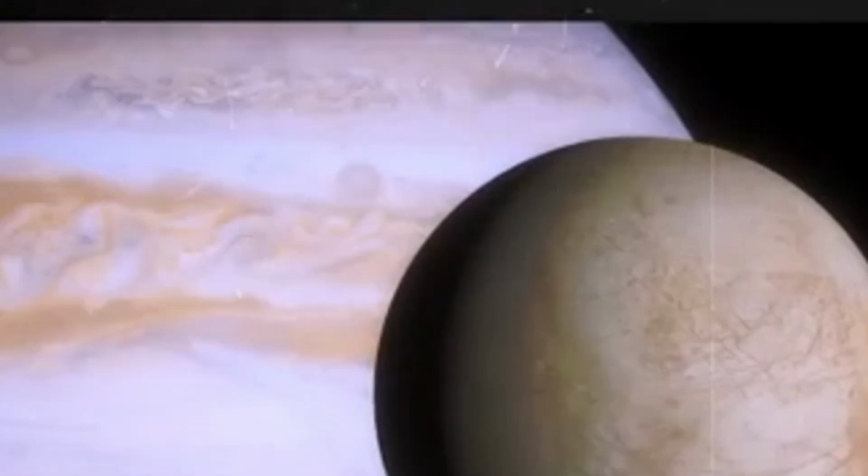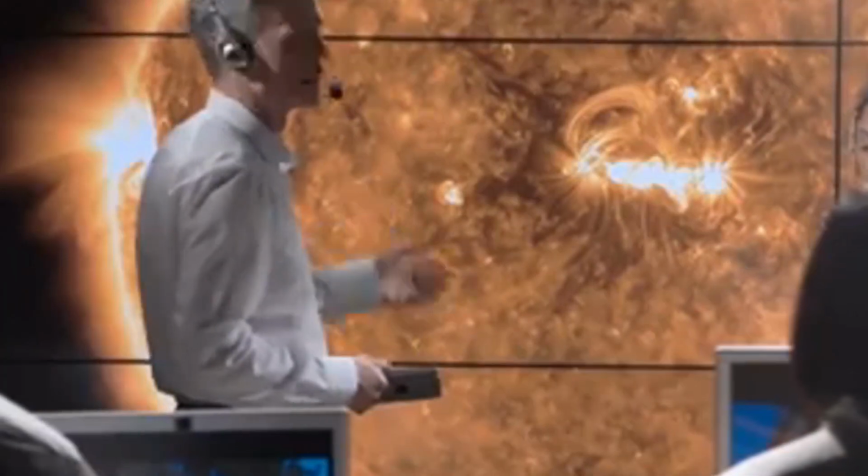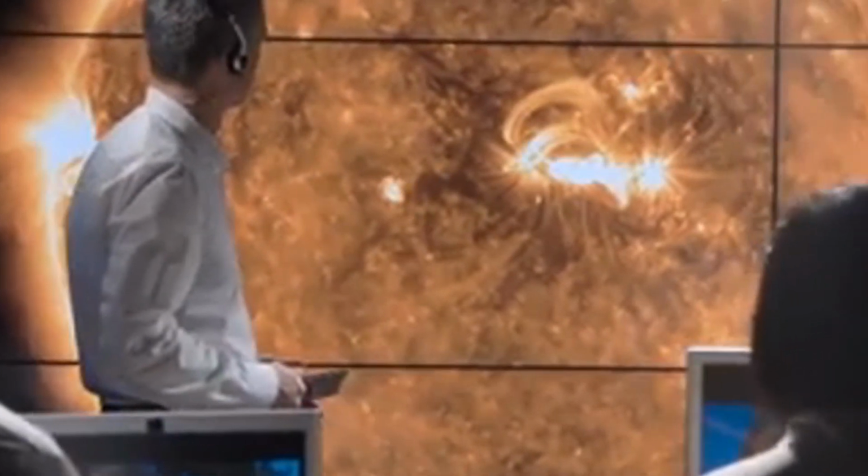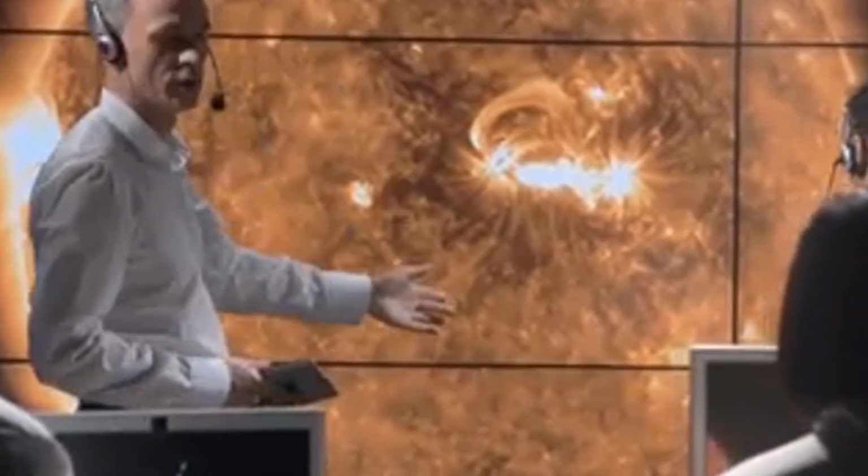The study of our solar system is an ever-evolving journey, and each discovery brings us closer to understanding the complex and fascinating universe we live in.